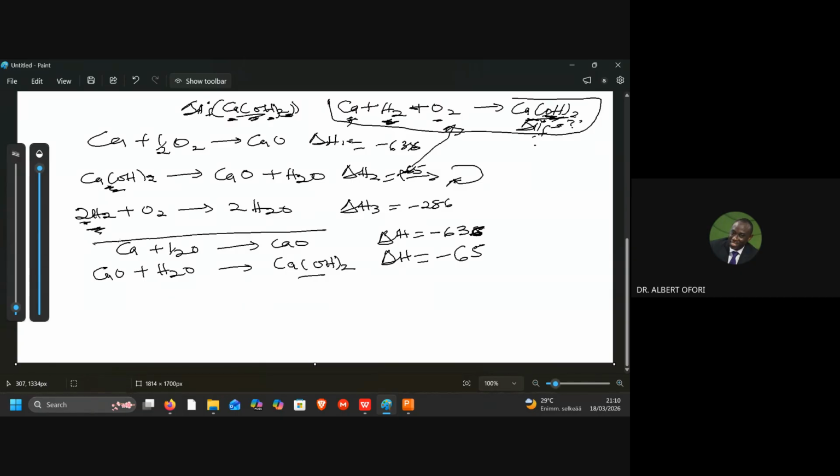So what I'm going to do is divide it by 2, so that I can get 1 mole for my target. So I divide that equation by 2. Now hydrogen becomes this, oxygen becomes this, and water now becomes this. And that means that delta H must be divided by 2, so whatever value of the 286 must be divided by 2.